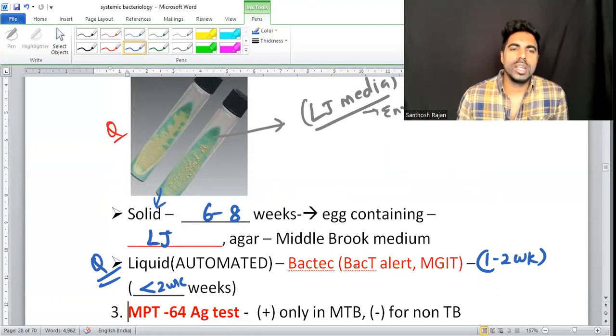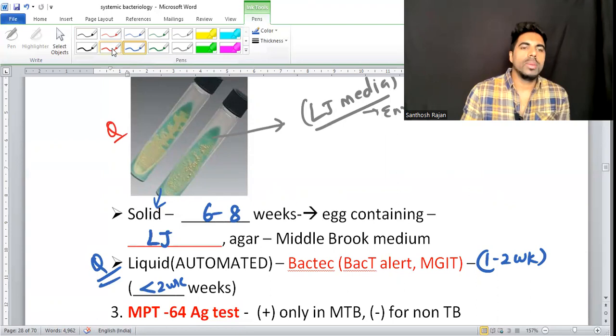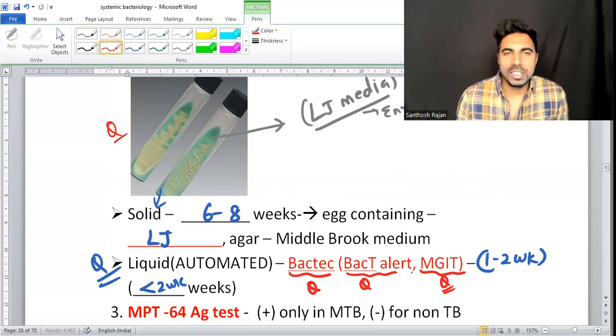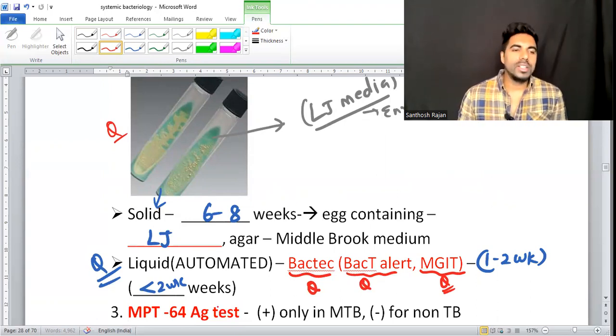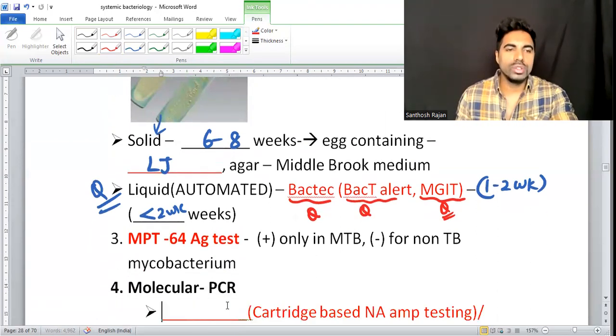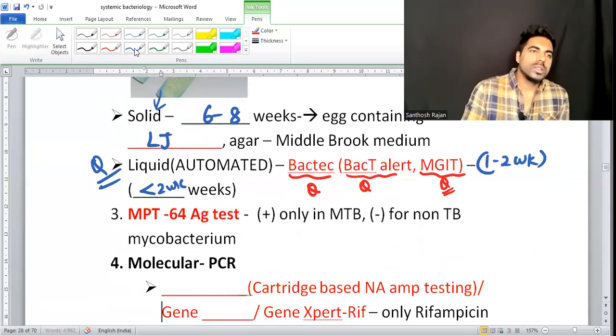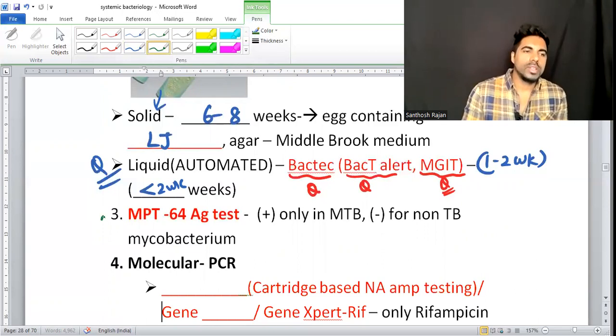In automated, what is the name called? MGIT. You should know all the names. MGIT is the Mycobacterium Growth Indicator Tube. These are all automated, and these days automated is popular. Bactec alert or MGIT. And MPT64 is one more antigen test that is used only for Mycobacterium tuberculosis, but not for non-TB. This is also another test method.